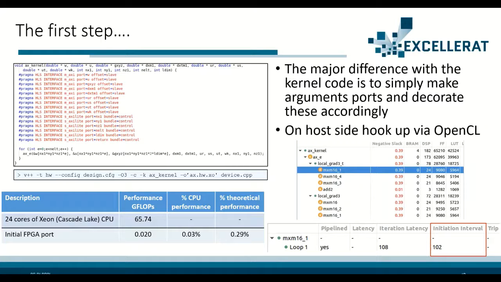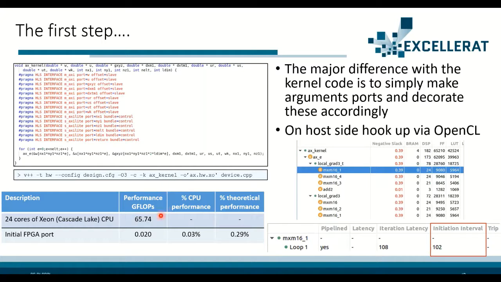So we take the code, we do this decoration with the pragmas, and then, very acceptable, I think, to a software developer, we just use this V++ command over here. Looks a bit like doing the compiler on the CPU, and it builds it for us. Happy days.